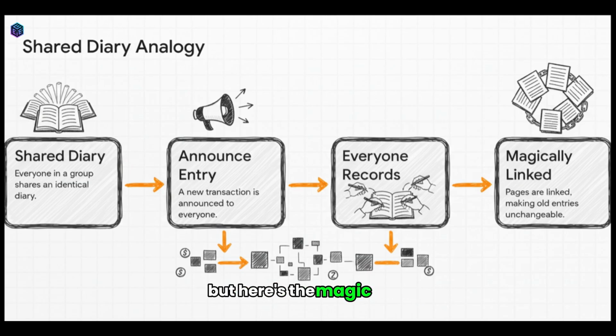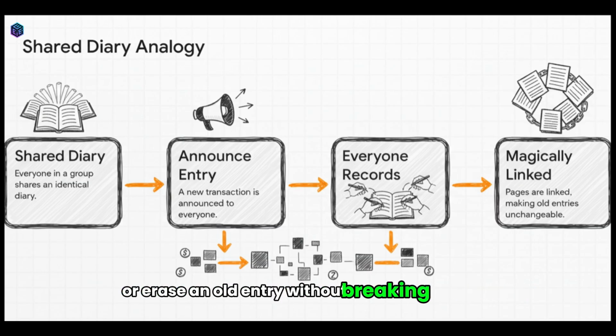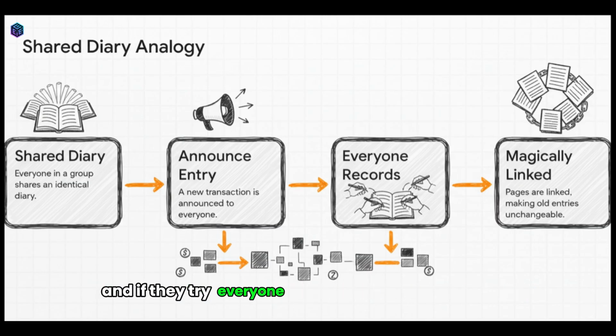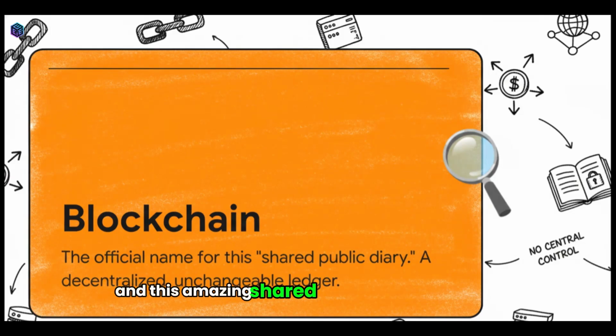But here's the magic trick. The pages are linked together with a kind of digital superglue. This means no one can ever go back and secretly change or erase an old entry without breaking that seal. And if they try, everyone else's diary will immediately show that something's wrong. It's basically tamper-proof. And this amazing shared public diary technology, it has a name. It's called the blockchain. That's all it is, a shared, unchangeable, secure record book.